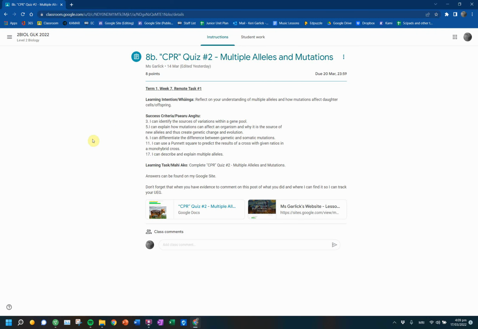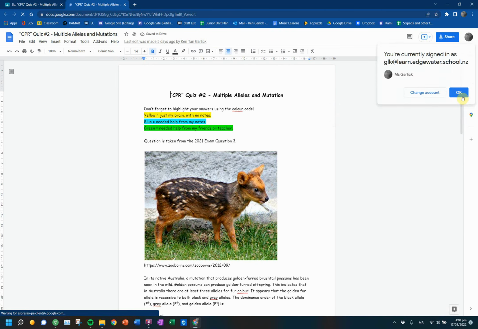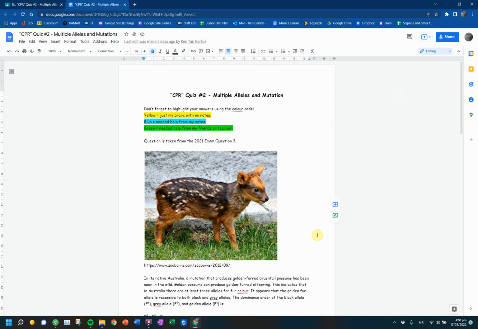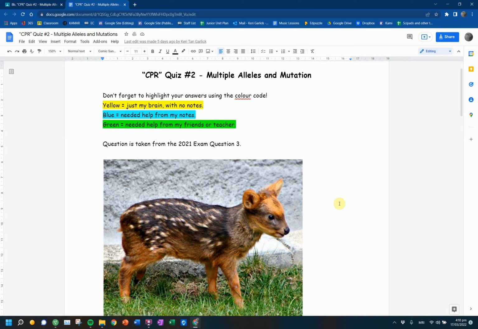All right, cool. So CPR quiz number 2 was just looking at multiple alleles and mutation. It's basically giving you some more practice on that new material with those new alleles that we've seen, and also understanding how mutation affects mitosis and meiosis. Cool. So here's the 2021 exam. I'll just zoom in so you guys can see it better.